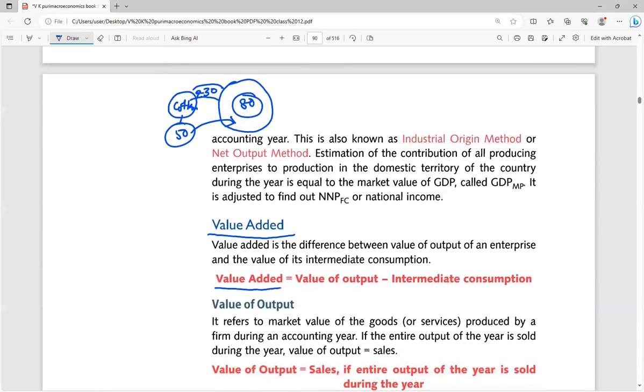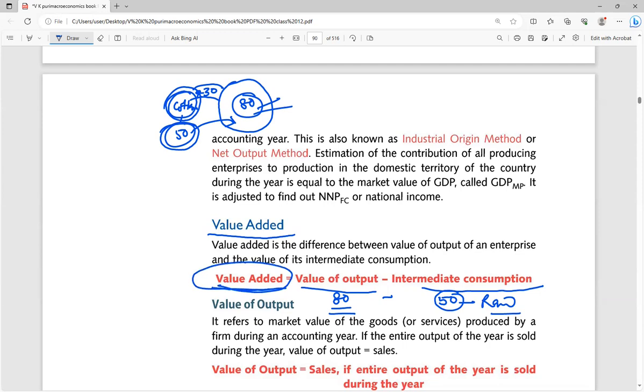Now value added equals value of output minus intermediate consumption. What is the meaning of that? Value of output: say one output I have made, the total amount is 80 rupees, the cloth rate, minus intermediate consumption. That means the cotton I have purchased for 50 rupees, which I have used as raw material. So intermediate consumption is the raw material. If you subtract the raw material you have used from your value of output, it becomes value added. So value added equals value of output minus intermediate consumption.